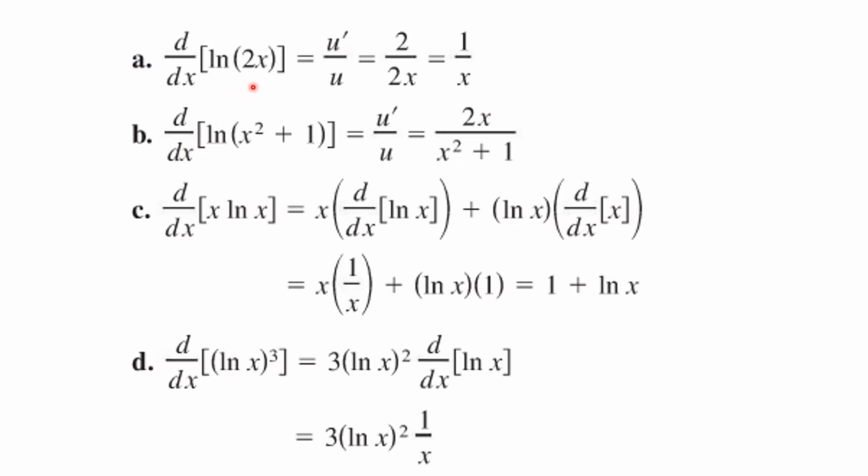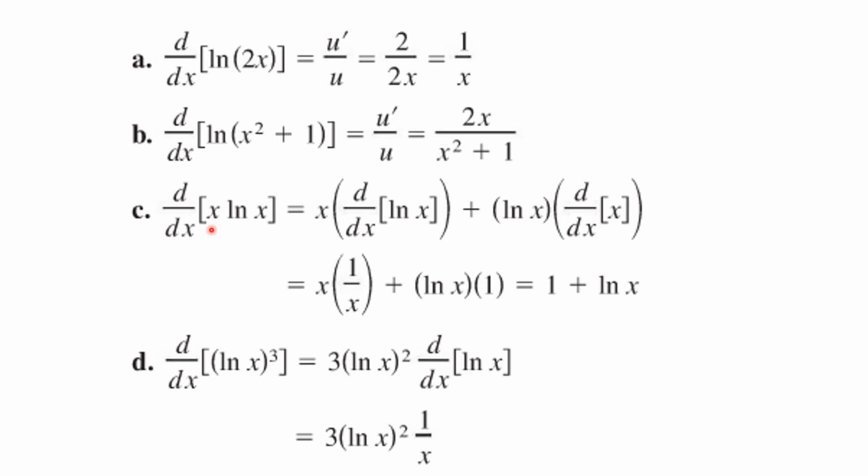Let's do some examples. Here u is equal to 2x, so the derivative on the outside is 1 over 2x times the derivative of 2x with respect to x, which is 2. So I get 2 over 2x, which is 1 over x. Here the function on the outside is the natural logarithm, and the function on the inside is x squared plus 1. So the derivative is 1 over x squared plus 1 on the outside times the derivative of what's inside, which is 2x. So this is our answer to that problem.